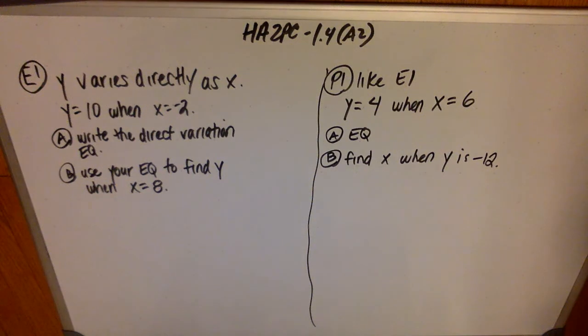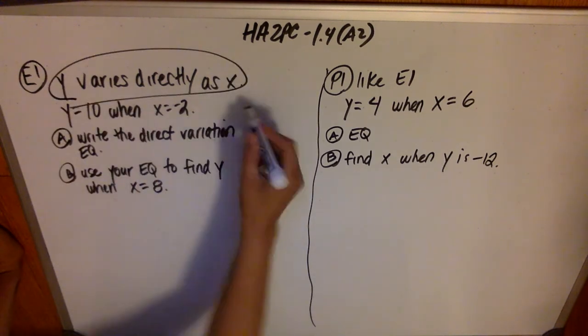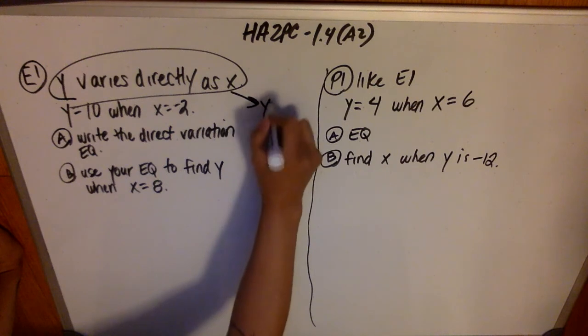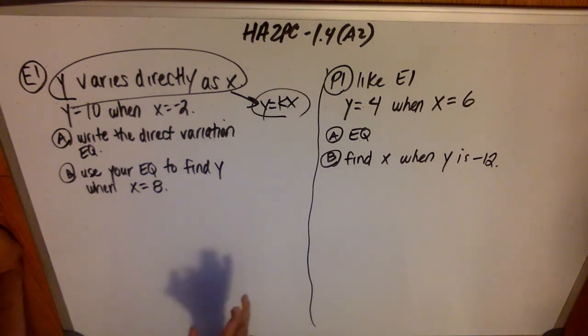All right, so in example 1 and P1, we're talking about y varying directly as x. So let's start with example 1. So y varies directly as x. The second you hear this, or you read this, your brain wants to immediately translate this into y equals kx. So that's the equation I want to use. We're told y is 10 when x is negative 2.